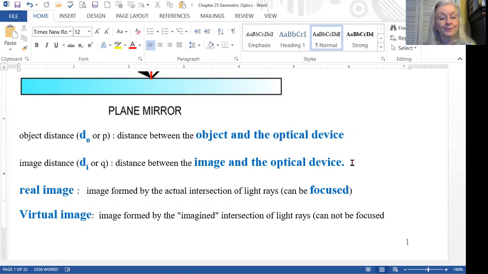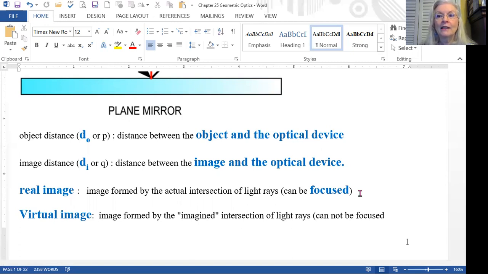A real image is an image that's formed by the actual intersection of light rays, and it can be focused onto a viewing screen. We will be using viewing screens in lab, and so any image we can focus on that screen will be a real image. If it doesn't focus, it's a virtual image.